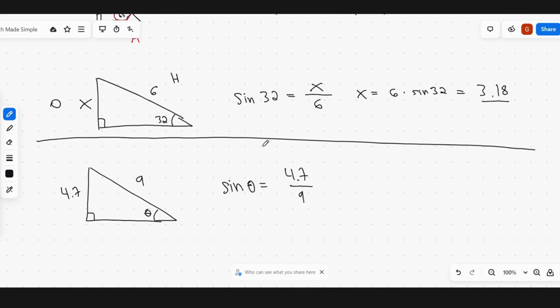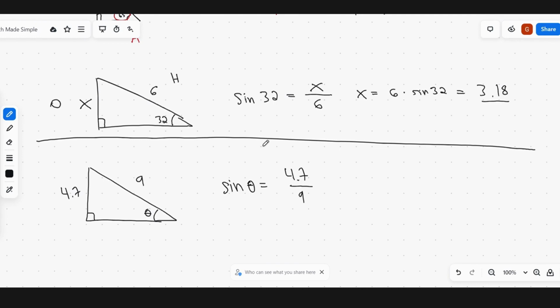Well, here we're kind of stuck. We can't simplify this anymore. You can't divide by sine and get theta by itself. We can't multiply by 9 or divide by 4.7. All the numbers are on one side, and then our variable theta is on the left hand side of the equal sign. So what do we do?